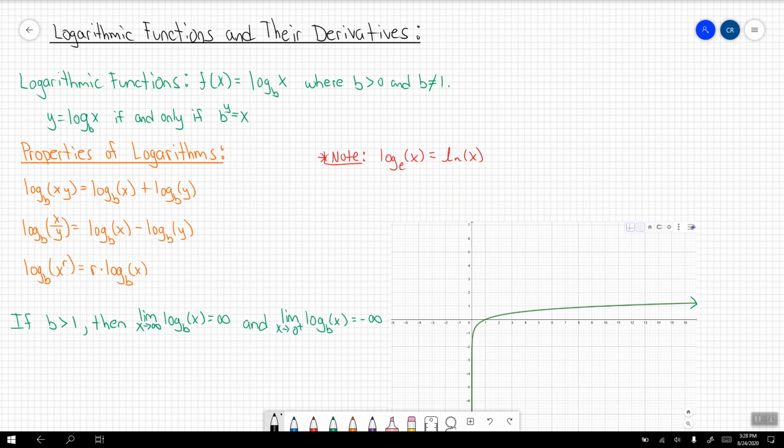Hi everyone, welcome back. Today we're going to be discussing logarithmic functions and their derivatives. I want to start off by discussing logarithmic functions.